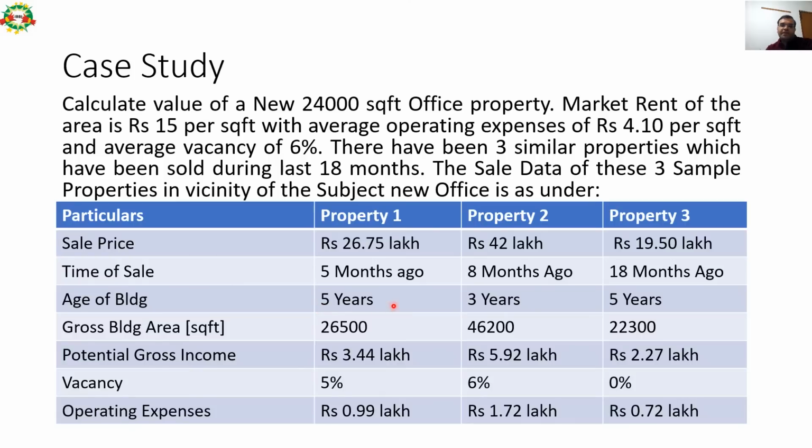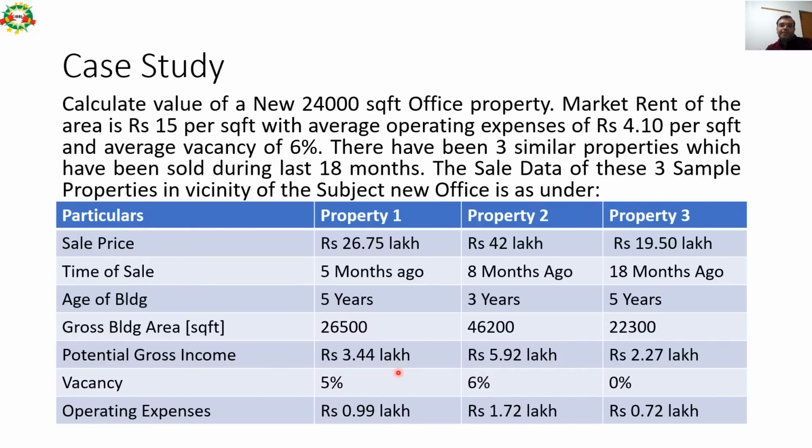Age of the building: property number 1 was 5 years old at the time of sale, property number 2 was 3 years old, and property number 3 was 5 years old at the time of sale. Gross building area: property number 1 was 26,500 square feet, property 2 was 46,200 square feet, and property 3 was 22,300 square feet.